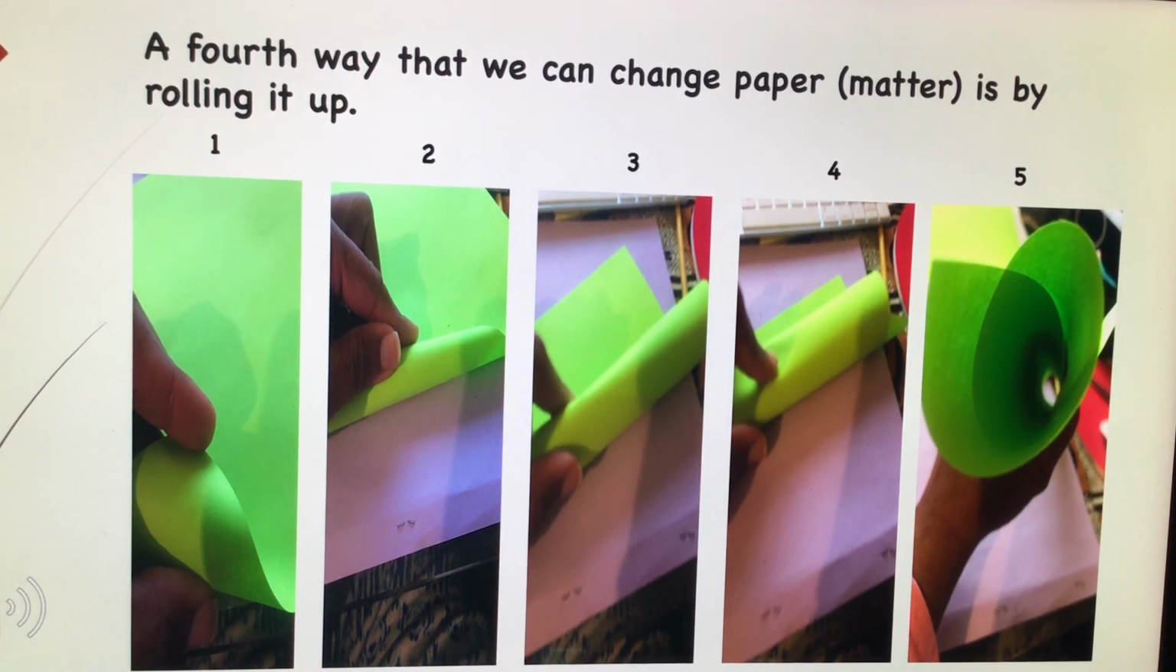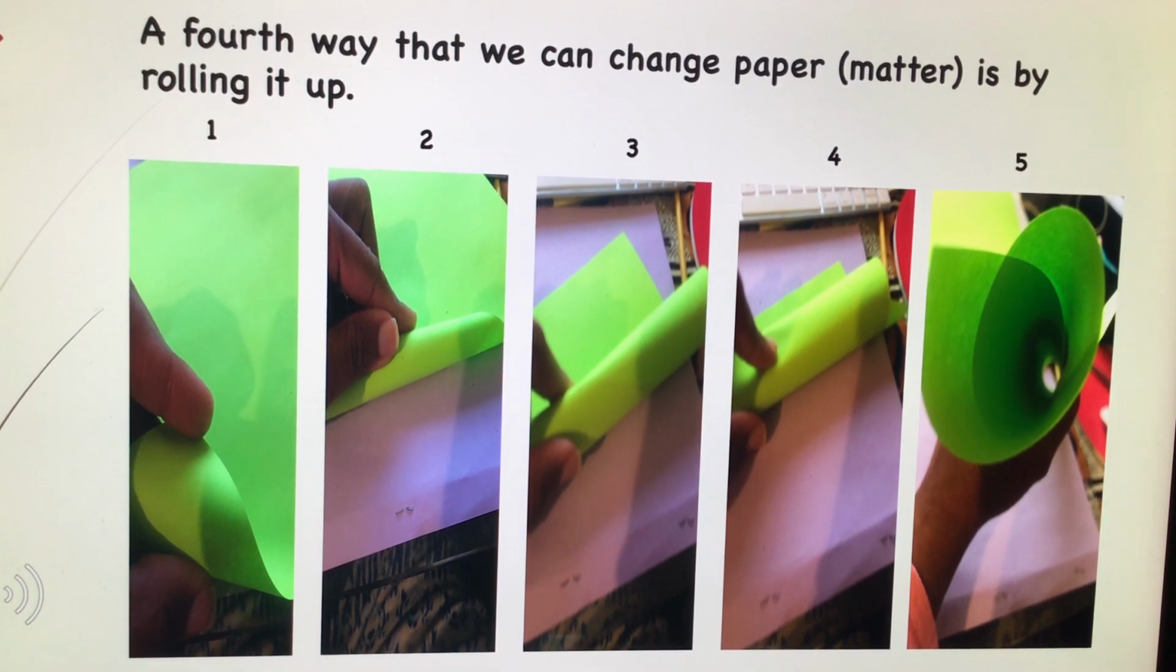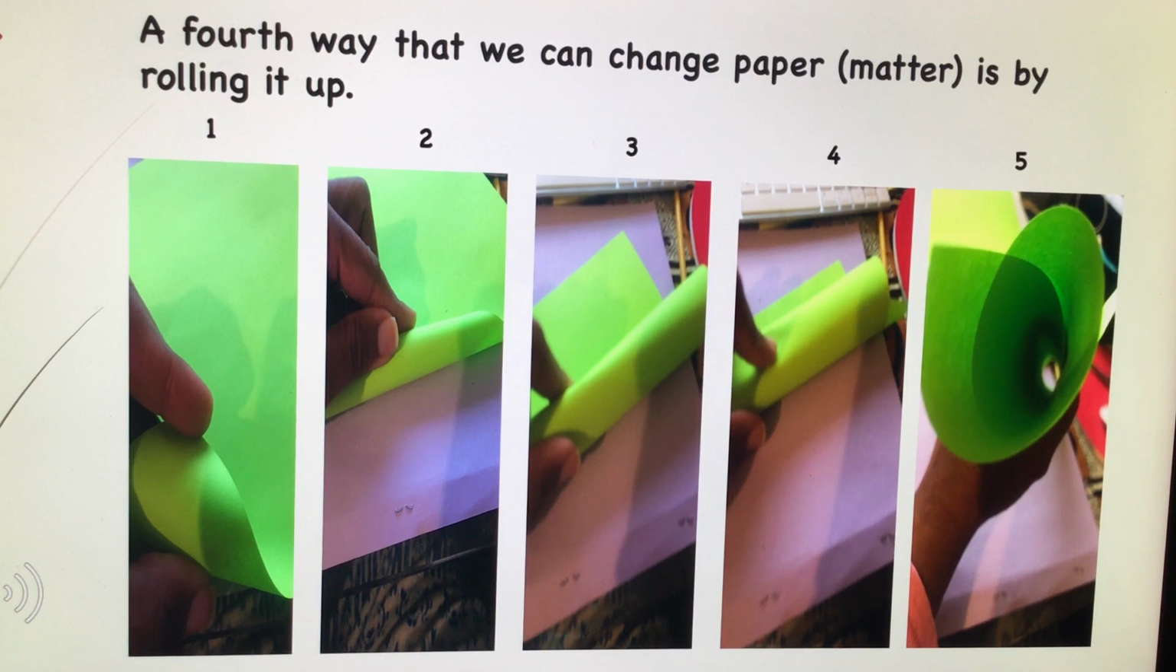Did you think about whether the texture was changed on the paper? Because originally the piece of paper was flat and it was smooth. What was that fifth picture like? Write it in your book if you want to tell me or want to share.